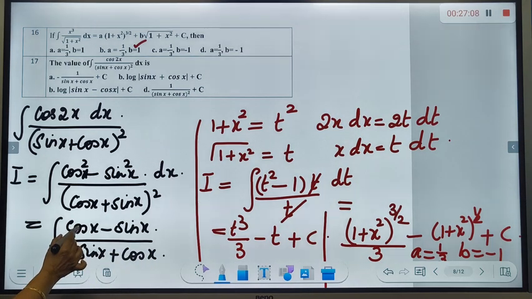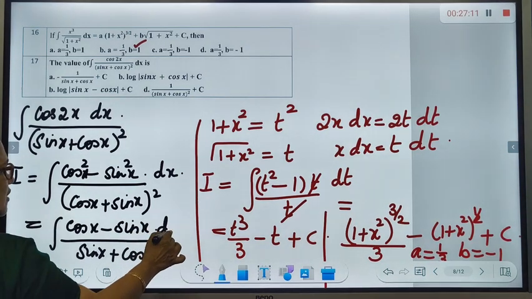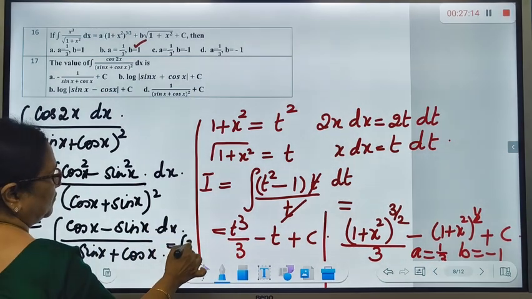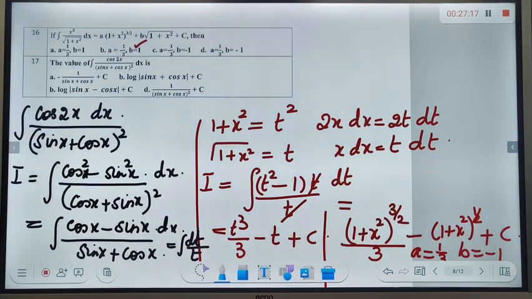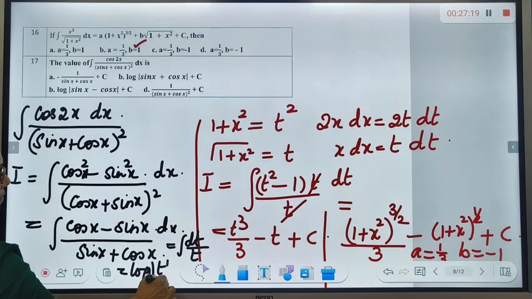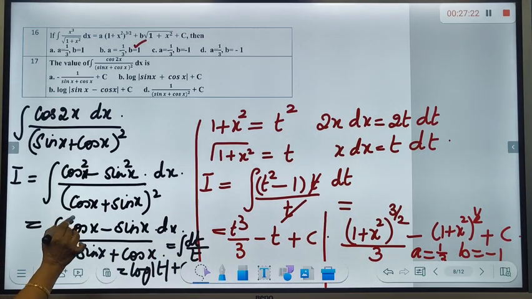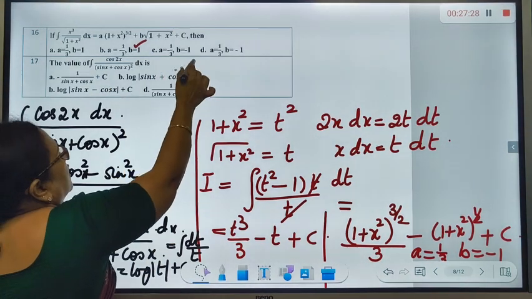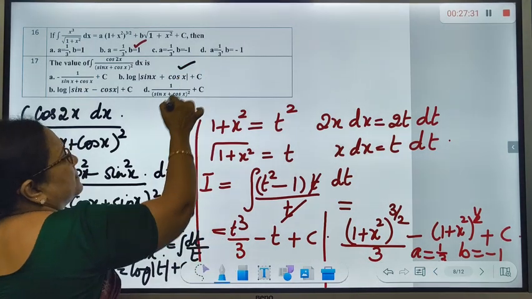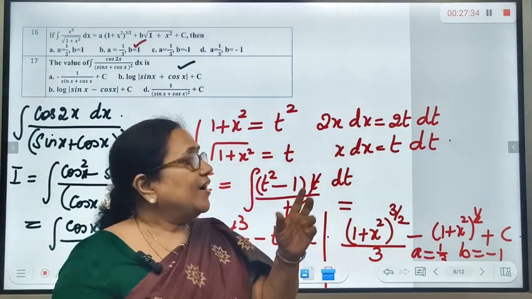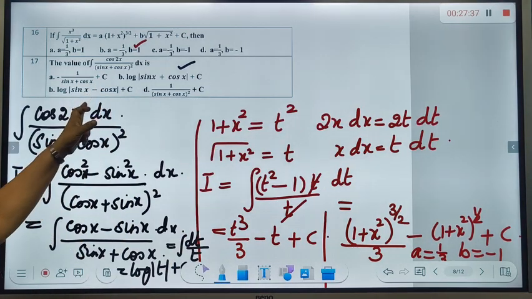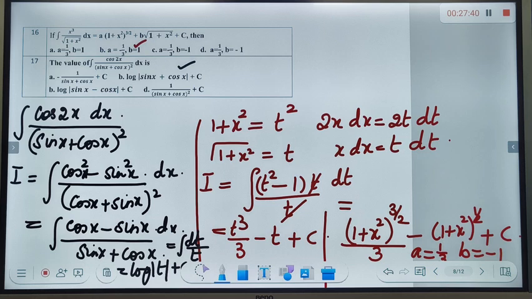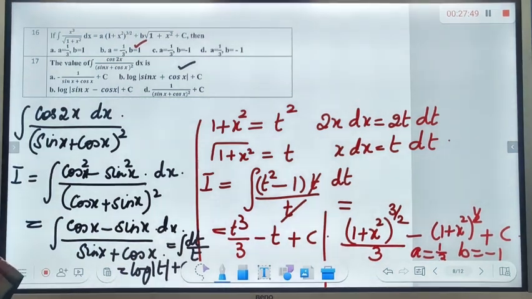The derivative of sin x is cos x, the derivative of cos x is minus sin x. So this is nothing but dt by t. dt by t is log mod t plus c. So log mod sin x plus cos x plus c. So this is the correct answer. This is the value of the integral cos 2x by sin x plus cos x the whole square. So I have written cos 2x as cos square x minus sin square x, factorized, cancelled out one common factor, and then I have used integration by substitution.